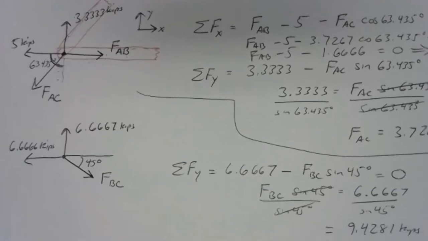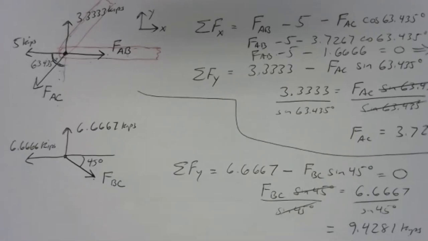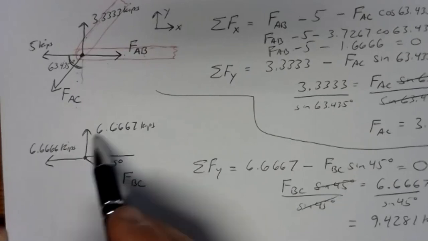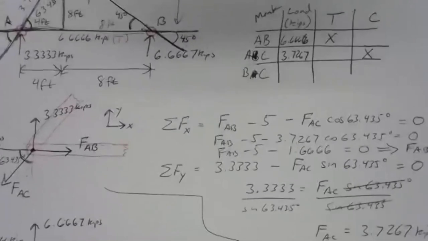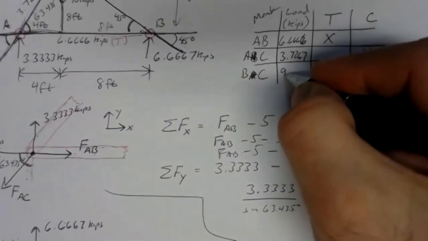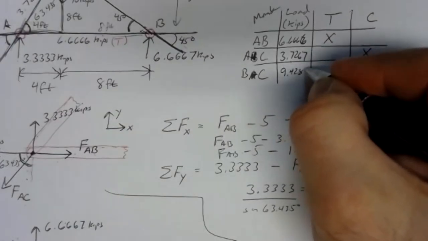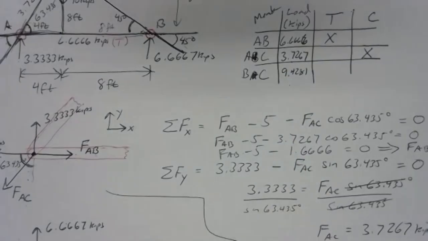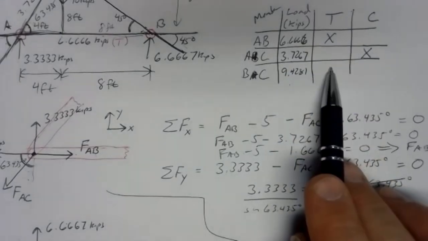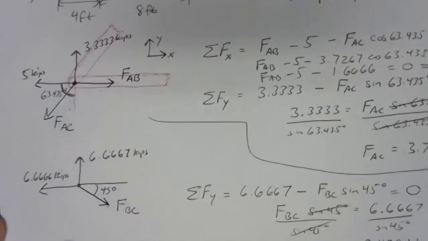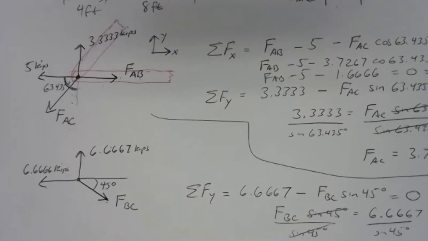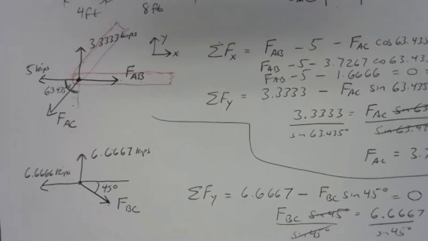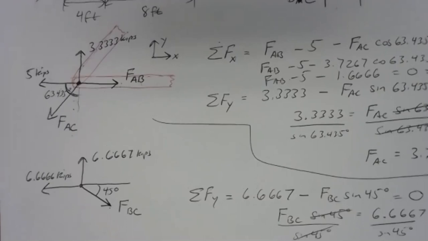And that came out positive, which means our assumed direction is correct. It had to have been. There was no other way it could be in equilibrium, and we knew exactly these two. There's no error there in the directions. So member BC, we can go up to our table now and fill that in, 9.4281 kips. But we still have to figure out if it's in tension or compression. So take a second and think about that. If you're watching this on the video, pause it and try to think of whether we're in tension or compression.